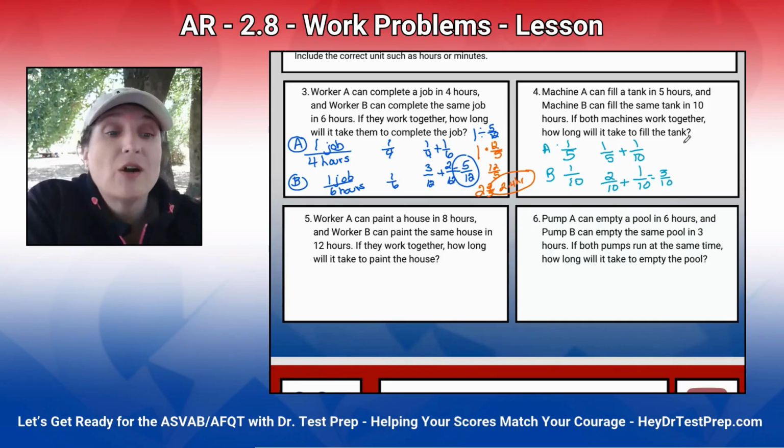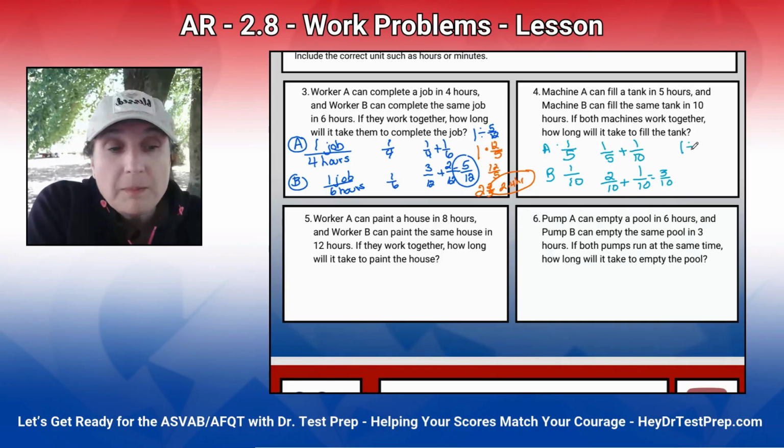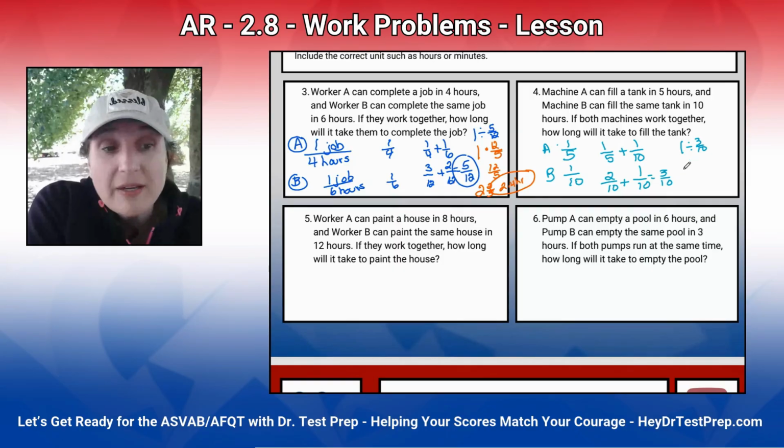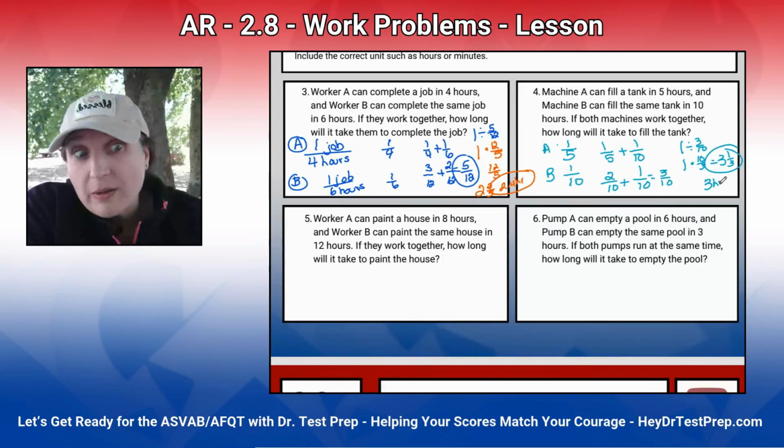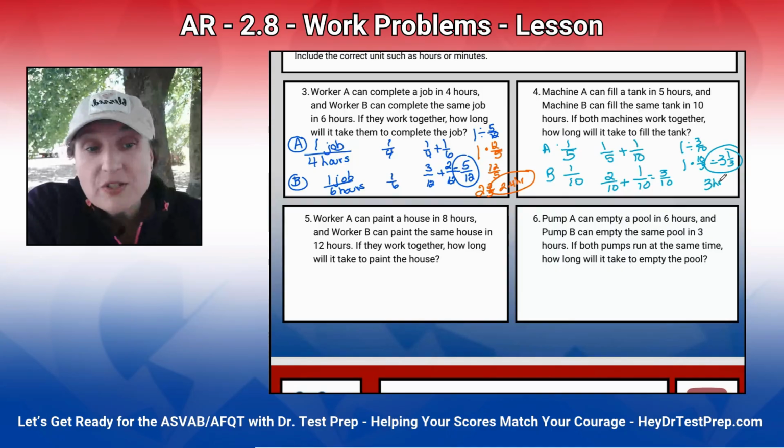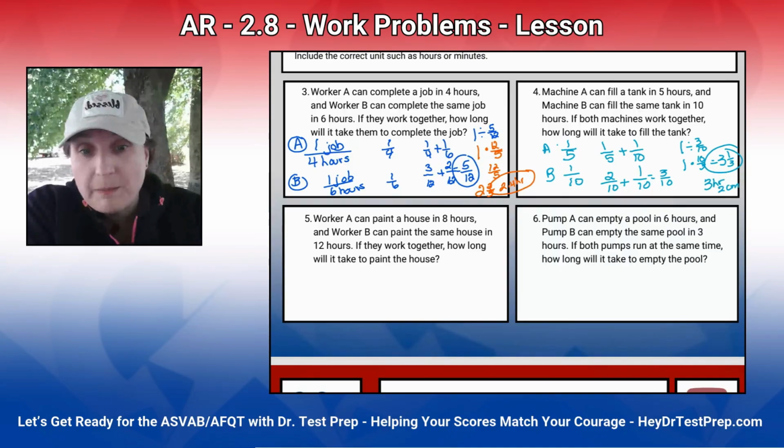So then we're taking our one job, dividing it by 3/10, which is the same thing as keeping it, changing it, and flipping it. So we're left with 3 1/3 hours, or 1/3 of an hour is 20 minutes. So every 3 hours and 20 minutes, they can fill the tank.